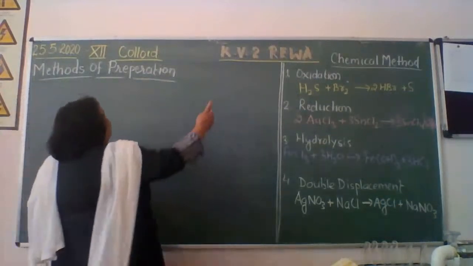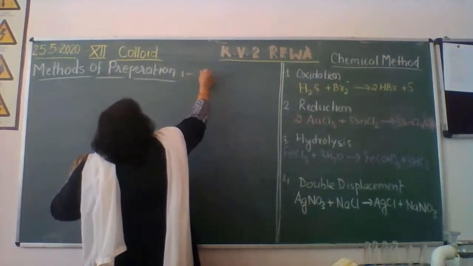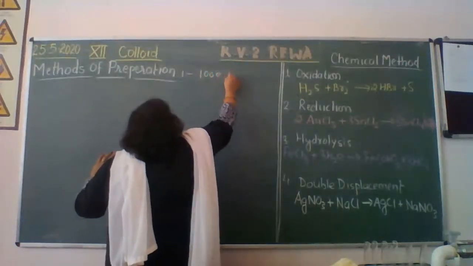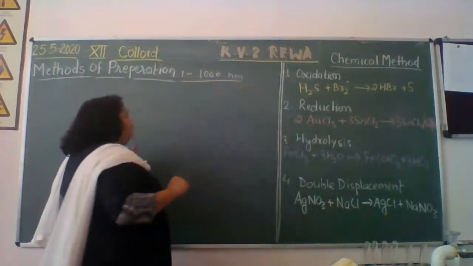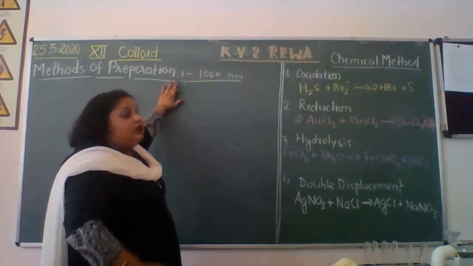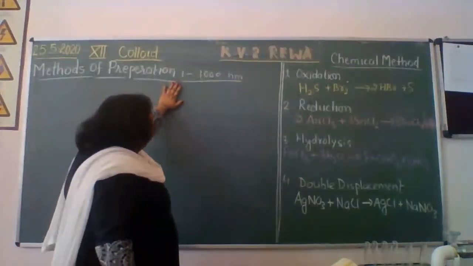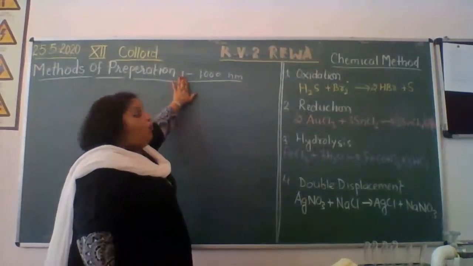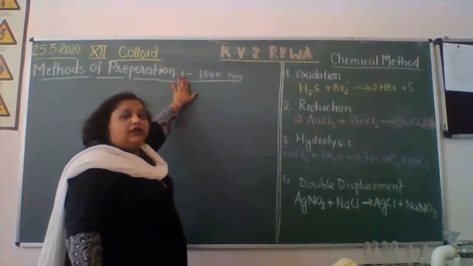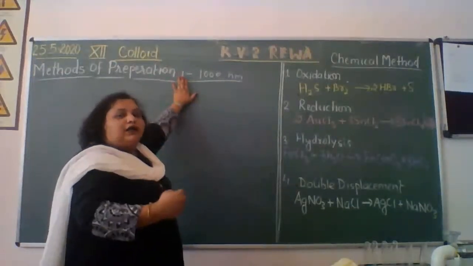You all know that there is a range of the colloidal particle, 1 to 1000 nanometer, that I am writing. If the particle size is less than 1 nanometer, in that particular case, the method applied will be different. What you have to do there? In that case, you have to increase the size of the particle.